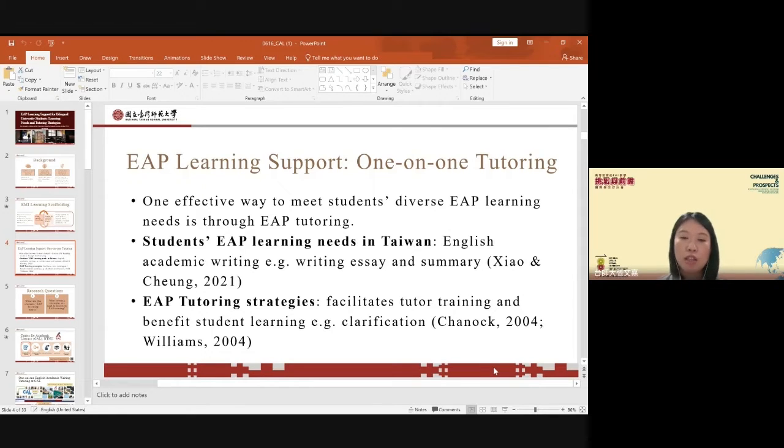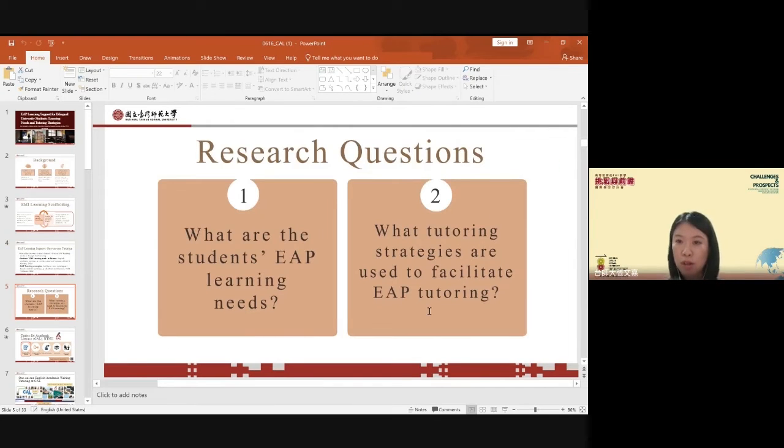These two factors are really important to help us understand how we can help our students to learn in those EMI courses. However, few studies have been conducted in Taiwan's context. So that is why we would like to do a further investigation focusing on the students' EAP learning needs and also the EAP tutoring strategies in Taiwan.